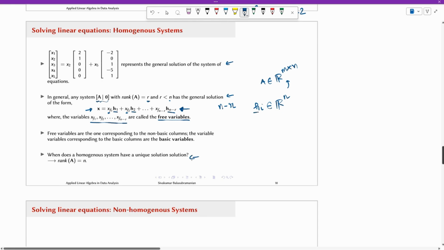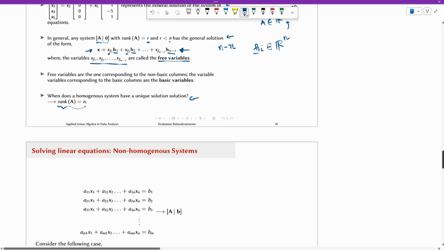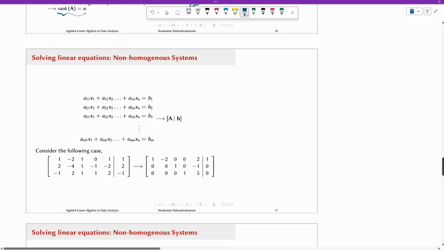Yeah, and so here I'm essentially asking, well, what if the rank is n? If the rank is n, then it essentially means that you have no non-basic columns. That is for the homogeneous one. Now the question is, how do you do if you have a non-homogeneous system of equations?